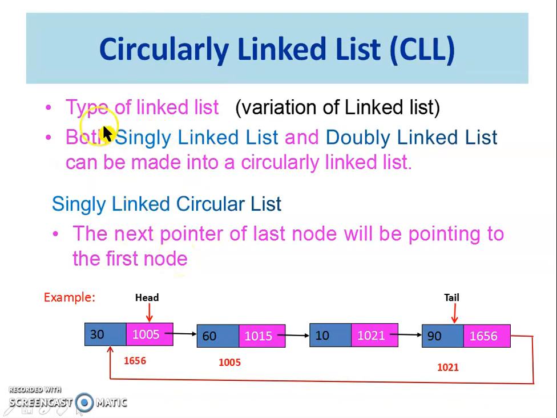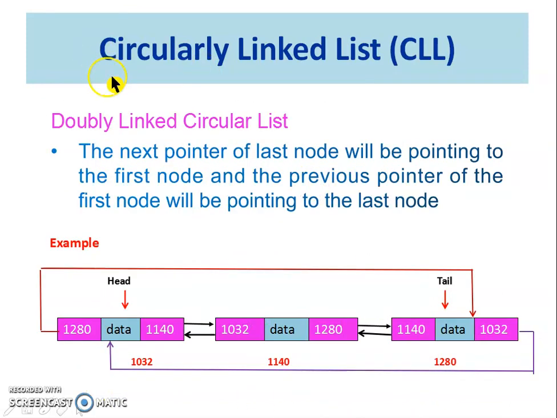First, let us see what is circularly linked list. It is a type of linked list with a slight variation. Hence, both singly linked list and doubly linked list can be made into a circularly linked list. What is singly linked circular list? It is similar to singly linked list except that the next pointer of last node is made to point to the first node. In the example shown, you can observe that the next pointer of the last node, that is the tail node, is made to point to the head node, thus making it circular list.